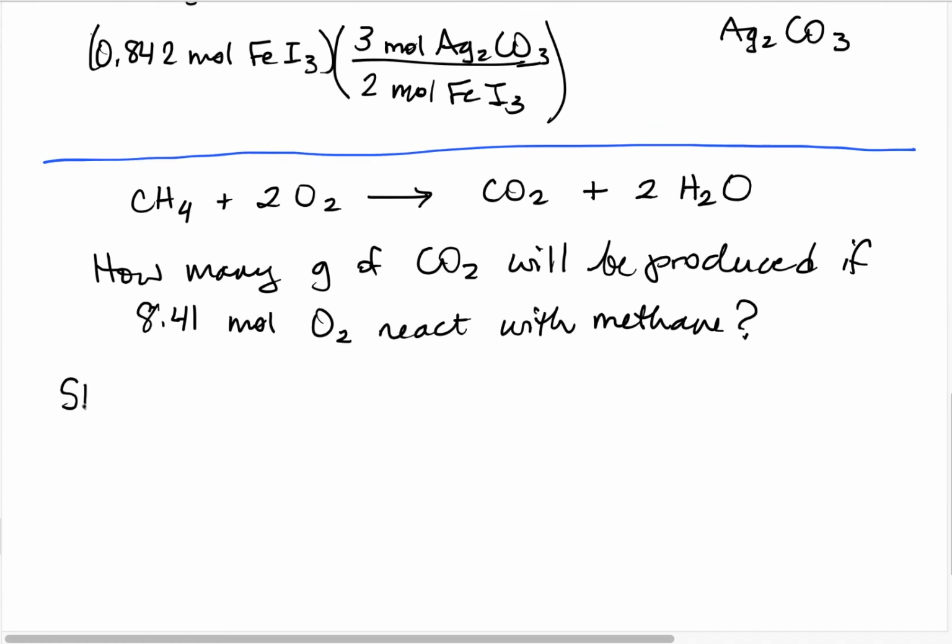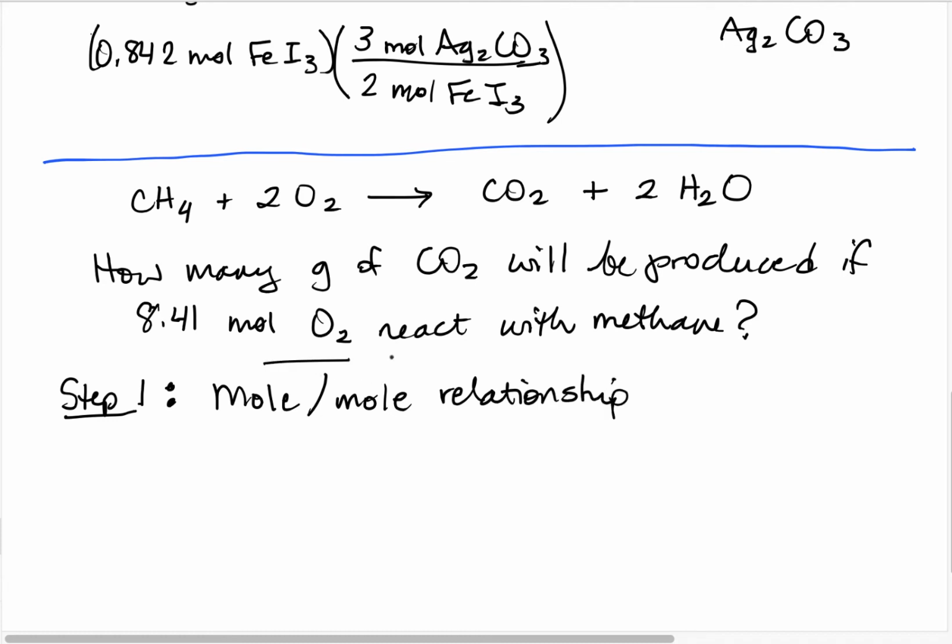Our first step is going to be to do the mole-to-mole relationship. We're going to go from moles of O2 to moles of CO2. We always relate moles of one thing to moles of the other using the balanced chemical equation. There is no other way to do this.